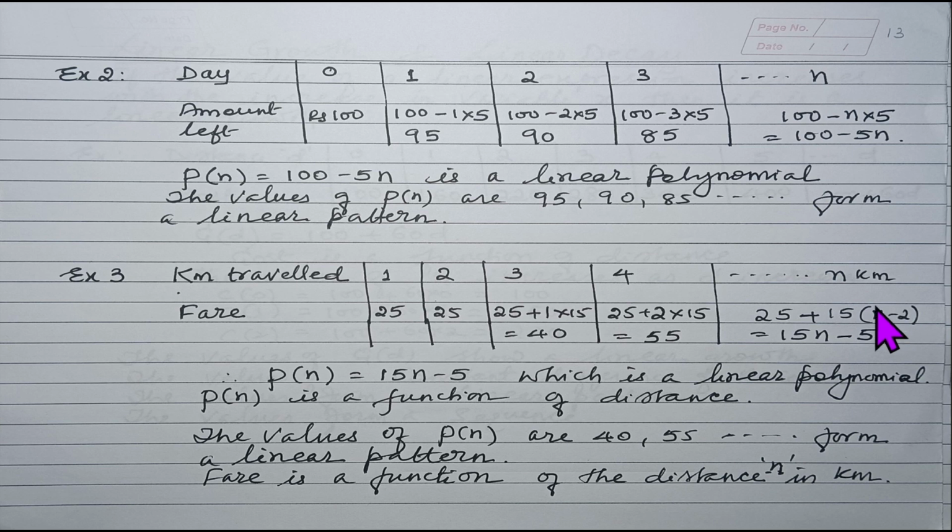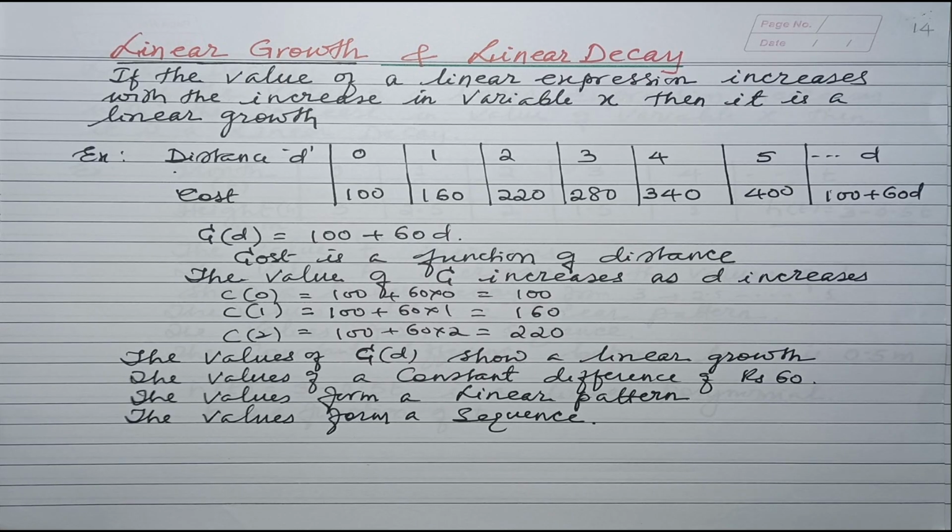So this is the linear polynomial. Again here the fare is a function of the distance traveled. The more the distance traveled, the more the fare, and if you find the consecutive values of fare have a constant difference, as is very clearly visible, that is 15 rupees. Therefore it is a linear pattern, and there exists a linear relationship between the fare and the kilometers traveled.